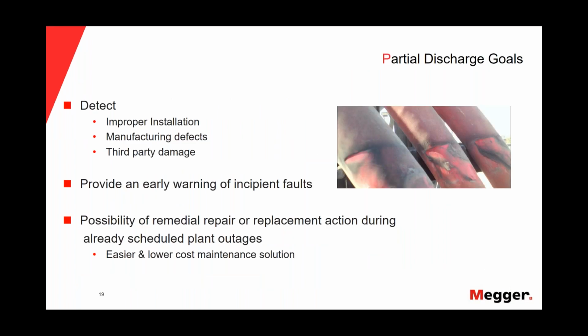The goals of partial discharge testing are to detect improper installation, manufacturing defects, and third-party damage. Nowadays, partial discharge is mainly used to detect poor workmanship issues. It will provide an early warning of incipient faults, and we will have the possibility of remedial repair or replacement action during a scheduled outage. So these are the goals of partial discharge.